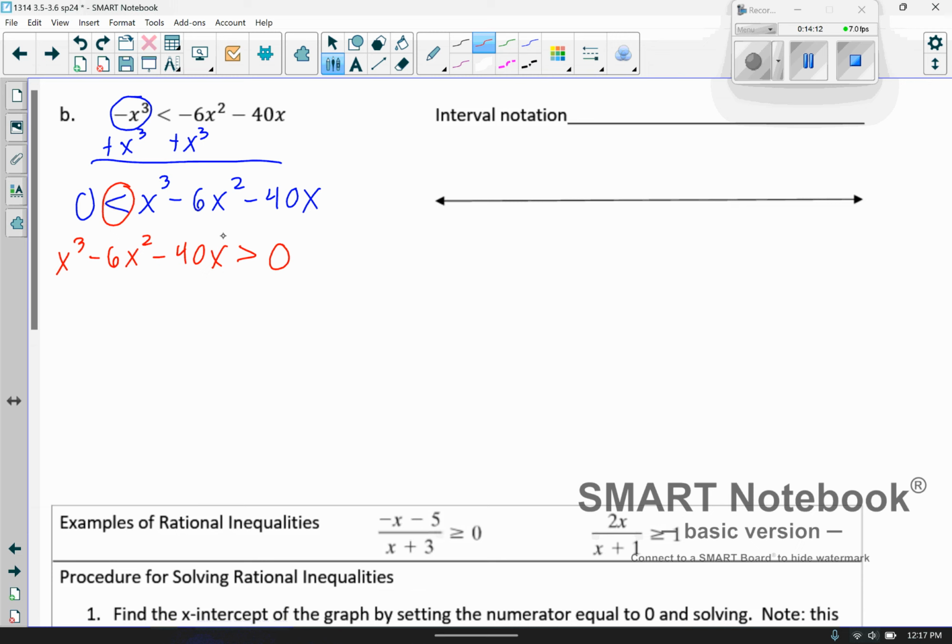So just kind of be aware of that. If you want to switch the two sides, just be sure to reverse the direction right there. Now we're ready to factor this.